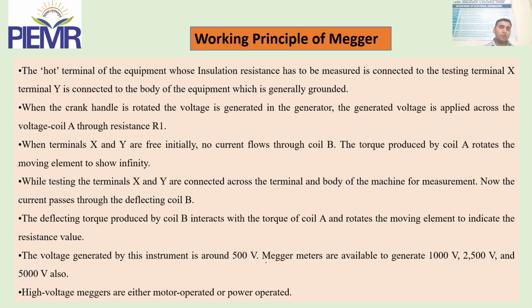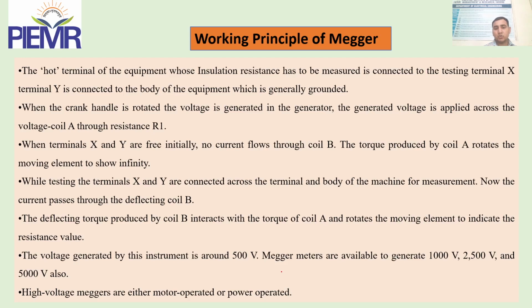As I say, if there is infinite resistance, X and Y will be open circuited, there is no current flow through coil B, and only coil A will be activated. Coil A attracts the pointer toward it and shows infinity. If we short circuit or provide some resistance, then some current passes through coil B and the pointer moves toward the zero position. This interaction of coil A and coil B indicates the value of resistance.